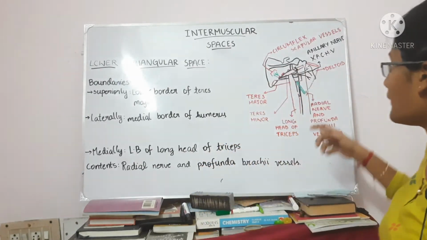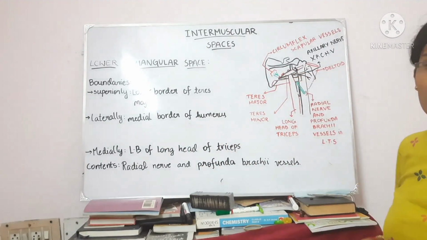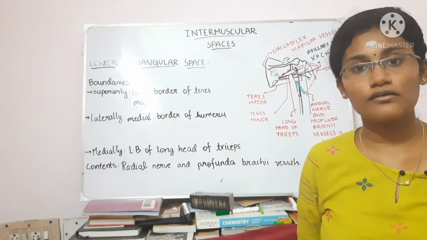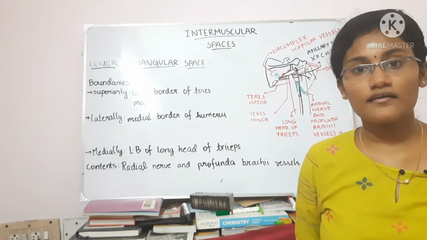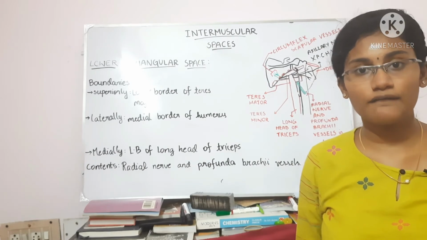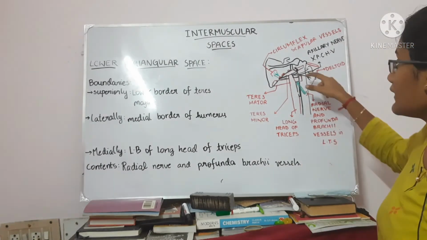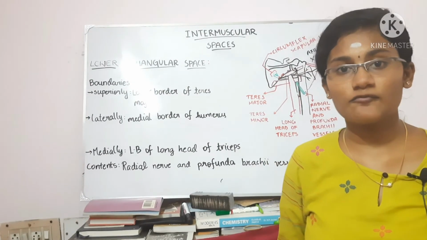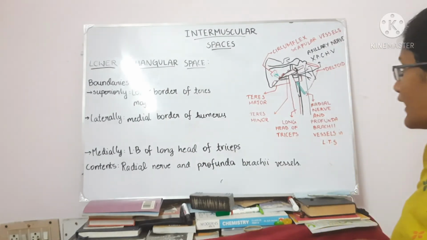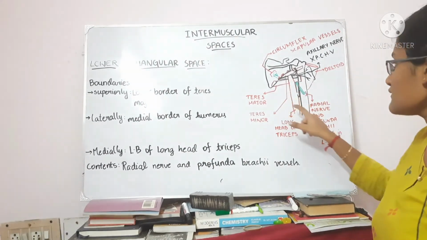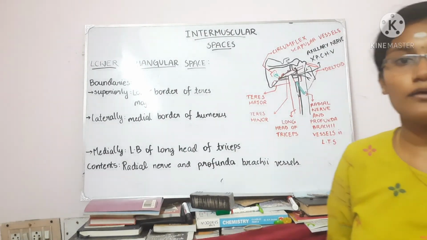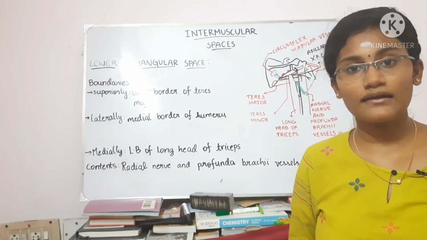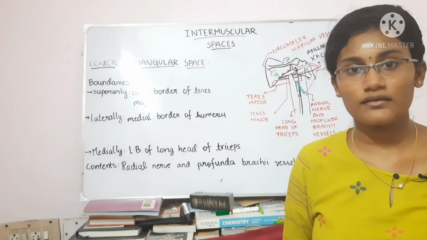So through the upper triangular space, the circumflex vessels will pass through. They will supply the infraspinous fossa, and also they will be a part of the anastomosis around the scapula. And through the quadrangular space, the axillary nerve and the posterior circumflex humeral vessel will pass through, and through the lower triangular space, the radial nerve and the profunda brachii artery will pass through, and the radial nerve and the profunda brachii artery will travel through the spiral groove in the posterior aspect of the humerus.